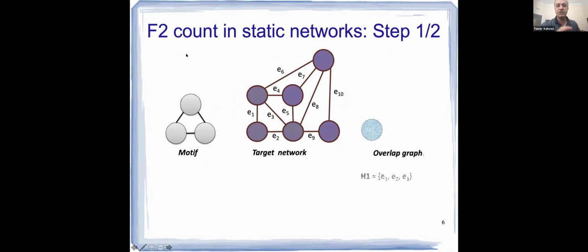So to explain this concept, I need to first explain how we calculate the motif count, the F2 measure, in a static network first, which is the initial state of the network. I'm going to explain our algorithm, which works in 2 steps. I'm going to explain it on this small example. So here we have a small hypothetical motif, and here we have a target network with 6 nodes and 10 edges.